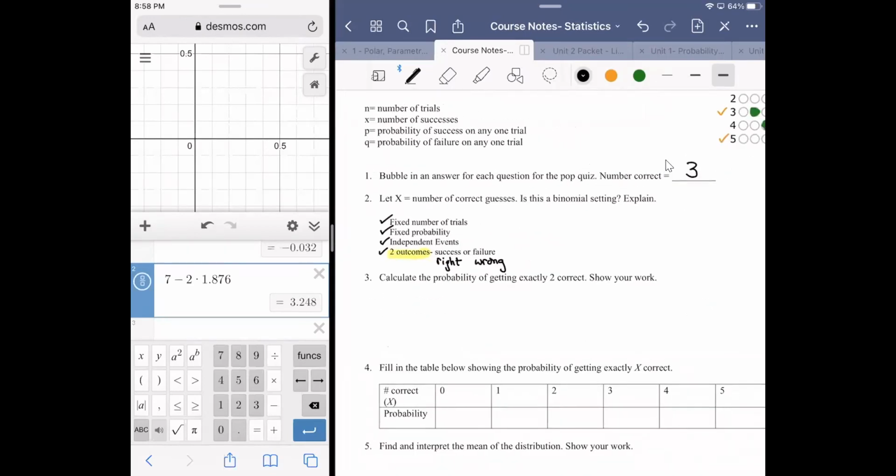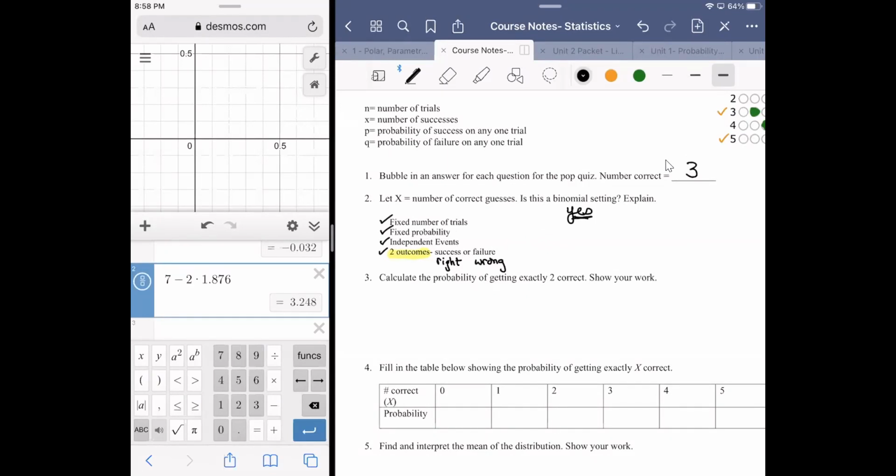All right. So this is going to be a yes, because all 4 of those conditions were satisfied. If any one of those conditions were not satisfied, then it would not be a binomial distribution. So then they say, calculate the probability of getting exactly 2 right and show your work. That's the trickiest part of this whole thing. So I'm going to walk you through that, and then I'll show you a couple of shortcuts that'll help you along the way here.